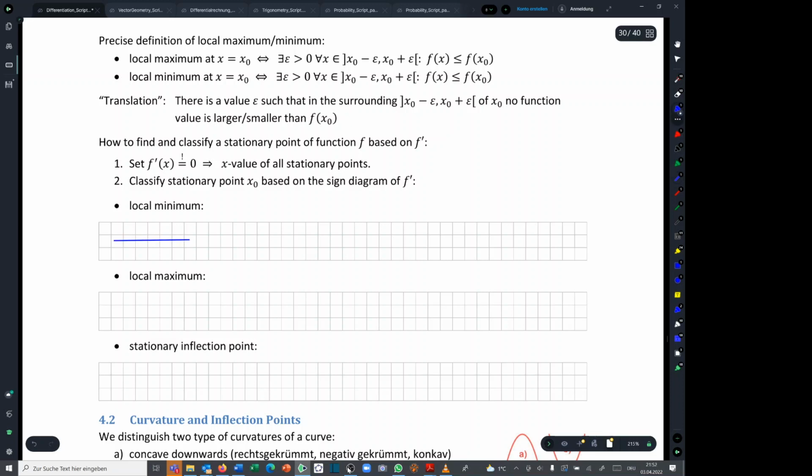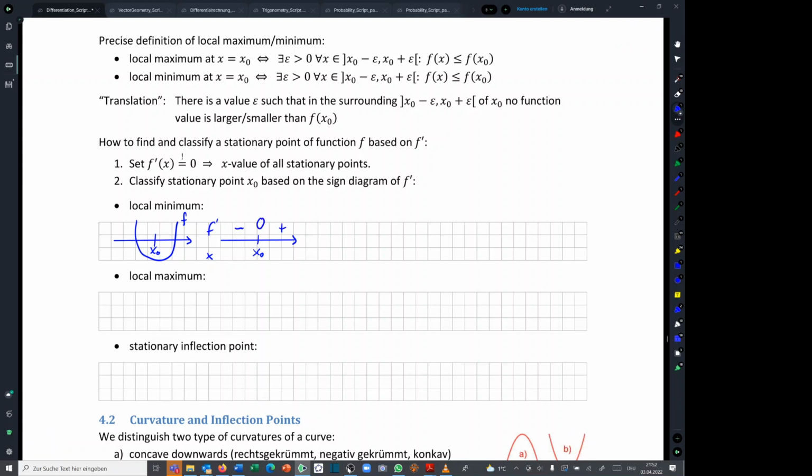So let us assume we have a local minimum. A local minimum looks something like this here. So at x0 I have a local minimum. So let us draw the sign diagram of f dash. This being f, here now the sign diagram of f dash. Go ahead, complete it. Here comes the result. Obviously it's negative here and positive here, and here it's 0.